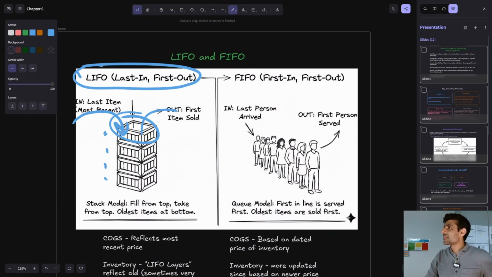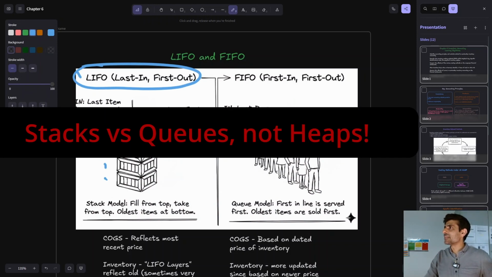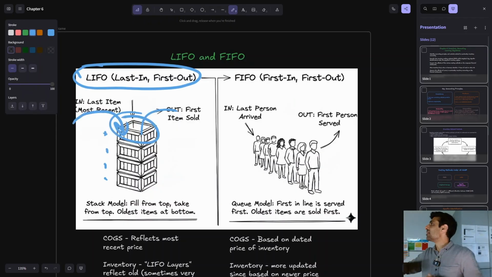It's also used in computer science, stacks versus heaps. I don't know if you guys have seen this idea of which one goes first. There are a lot of real life examples of these methods showing up. Okay, so inventory costing, you can learn it. You might see these in different contexts in your business career.